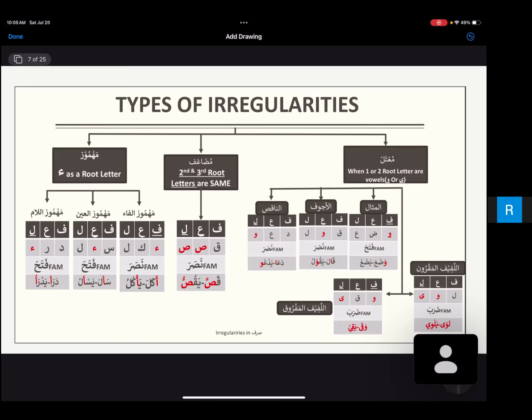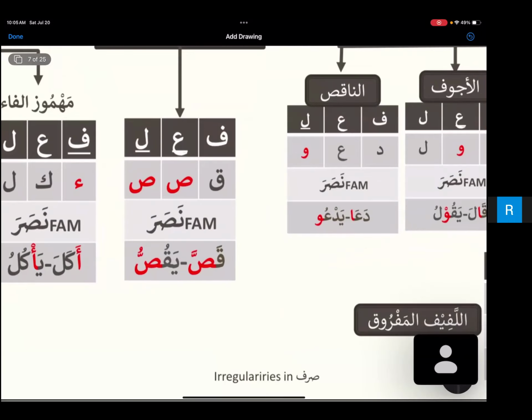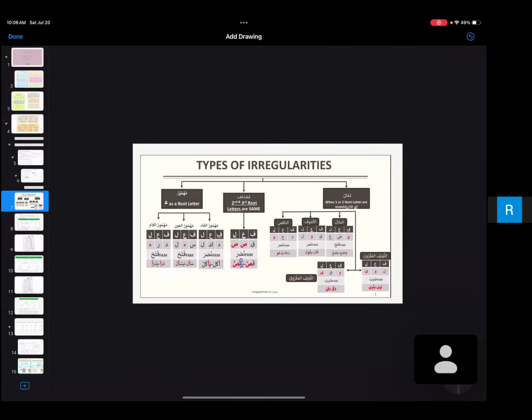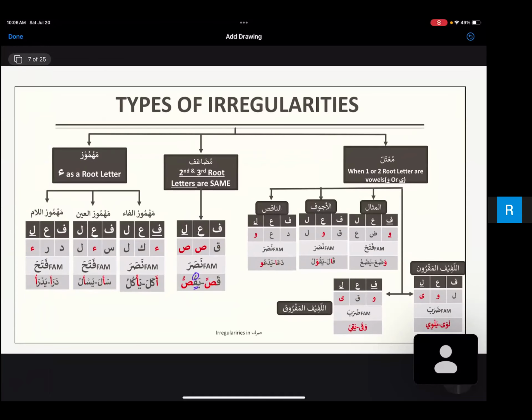So what is going to happen in mudaf, if you guys notice over here, qasa and then yaqussu. How do we know that this is bab nasara? In regular verbs, the middle root letter used to have Dhamma, and this is how we used to recognize bab nasara. But in mudaf, it's not going to happen. So that was our mudaf.